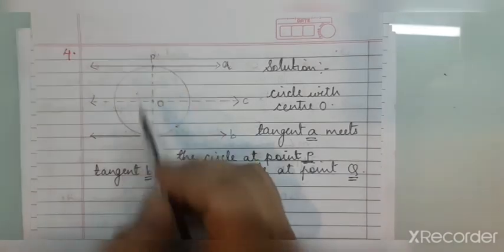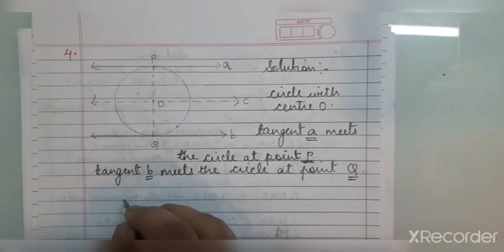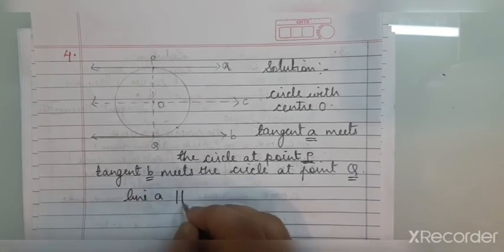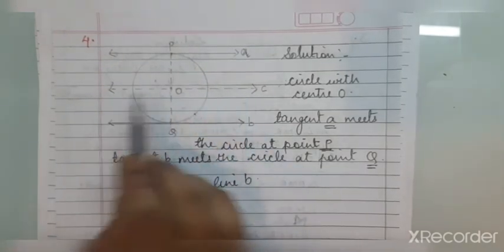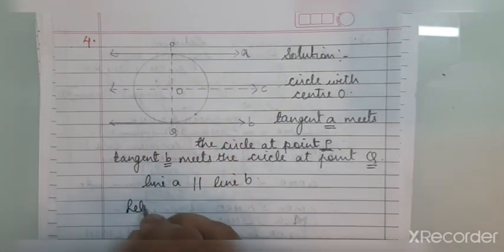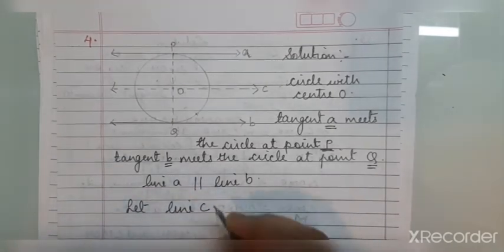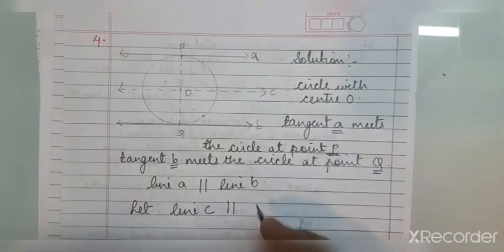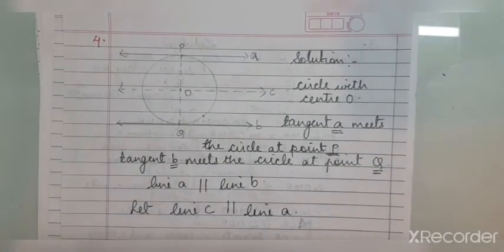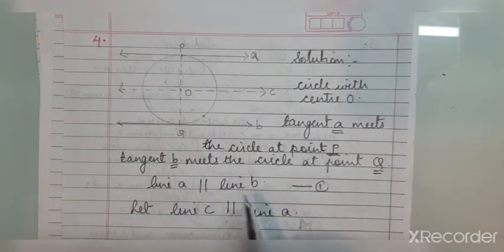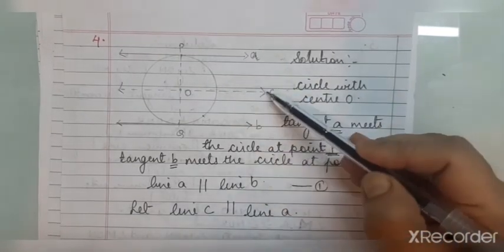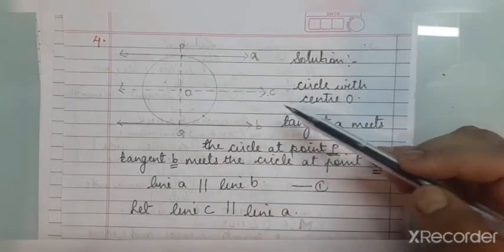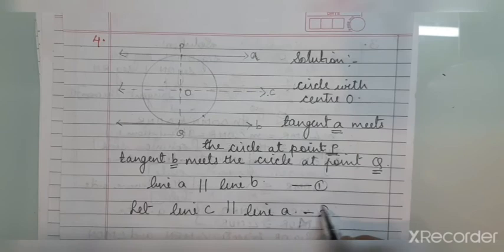After that, we have taken that line A is parallel to line B. Okay, and now the construction we have done, that is we have taken, let line C be parallel to any one line. So we'll take, let line C be parallel to line A. So in the first statement it is already given that there are two tangents which are parallel to each other. So those are A and B. And now we have taken that there's another line which is passing through the center and is parallel to A. So we'll write this as statement 2.